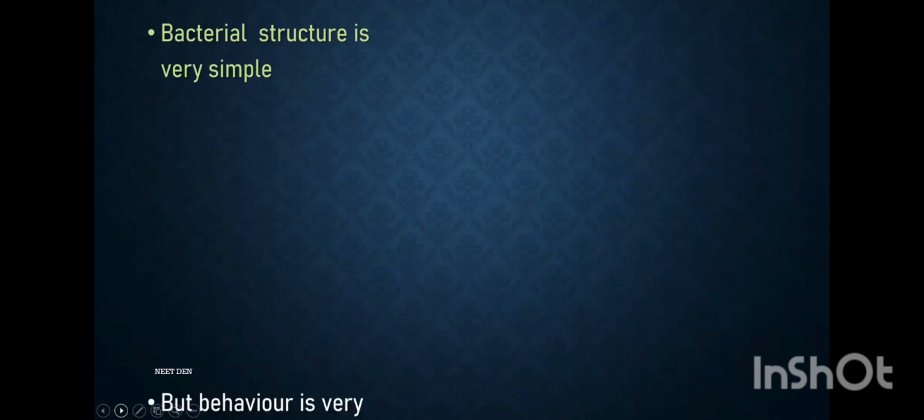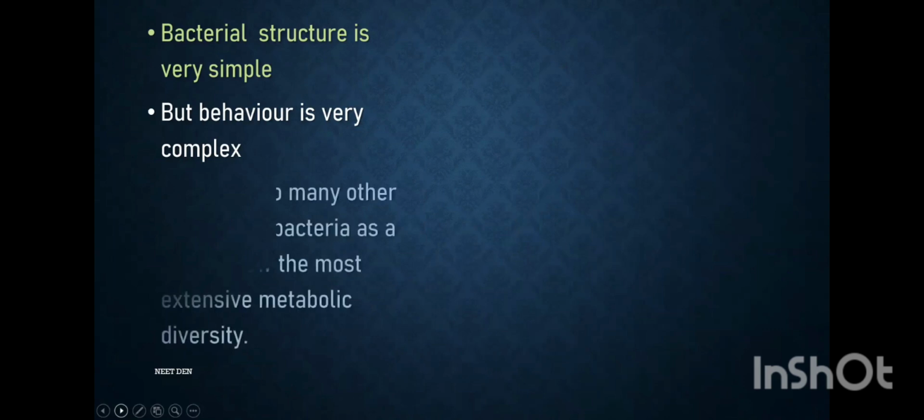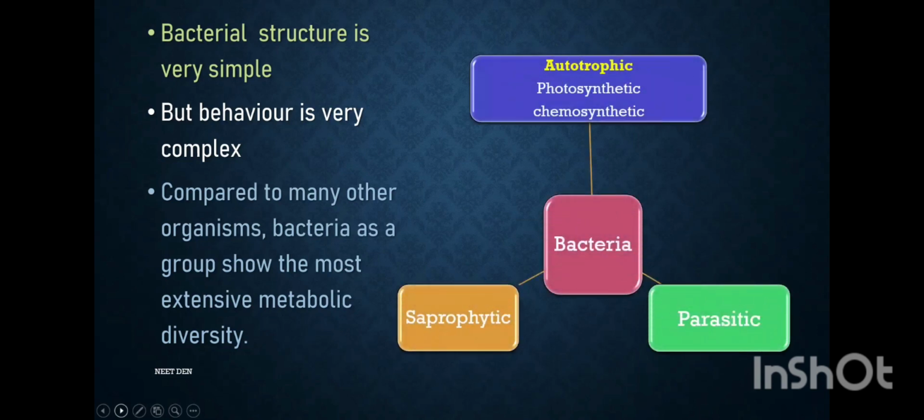The bacterial structure is very simple, but they behave in a very complex manner. And as we have already seen, they have the most extensive metabolic diversity. So we find that bacteria may be autotrophic or heterotrophic. If they are autotrophic, they may be photosynthetic or chemosynthetic. We have already seen all these modes of nutrition earlier. And if they are heterotrophic, then they may be parasitic or saprophytic.